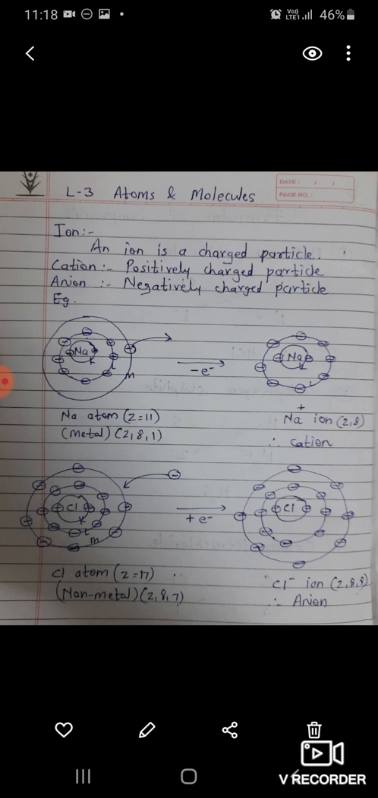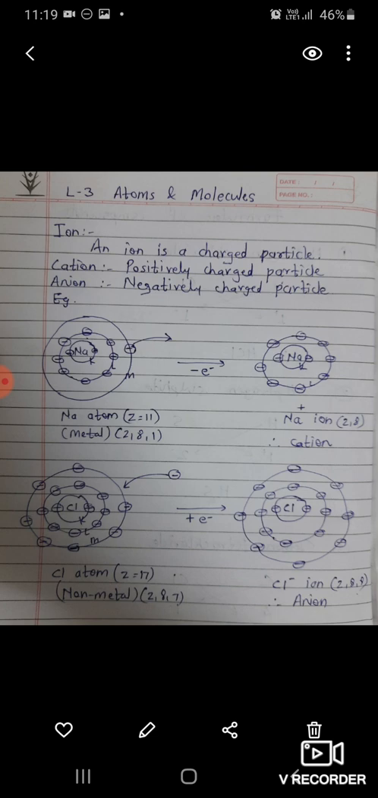Now see, here you can see the picture of a sodium atom. Sodium atom's atomic number is 11. It means the electronic configuration is: first shell 2 electrons, second shell 8 electrons, and last shell 1 electron. Now, a shell is an imaginary path for the revolution of electrons around the nucleus. As planets revolve around the sun, in the same way electrons revolve around the nucleus.